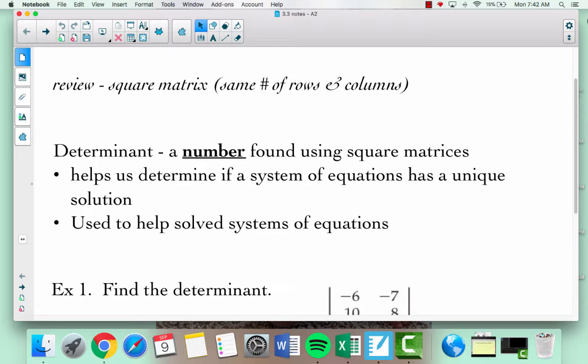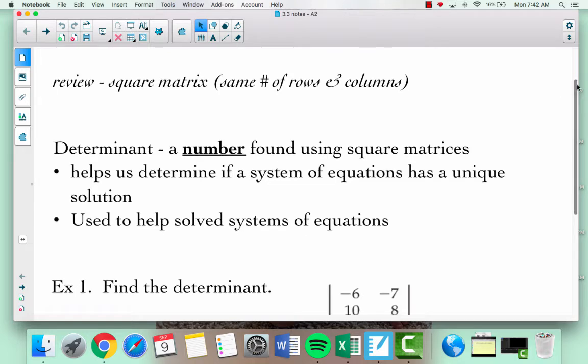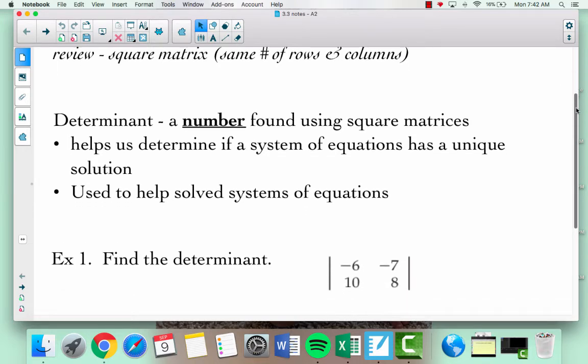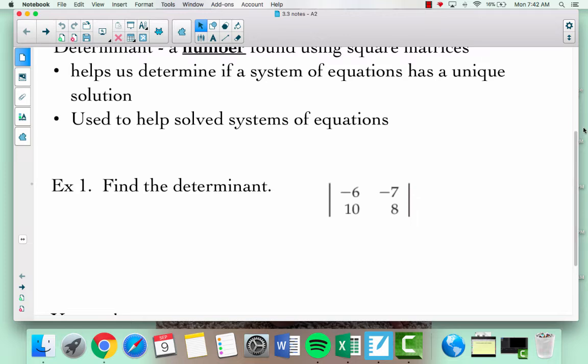It's also going to be helpful if you're asked to find the area of a triangle on a coordinate grid. Rather than having to find the length of the base and the height, we can use our points and our matrices to calculate that number. So we're just going to go into an example. We're going to start off with 2 by 2s and then work up to 3 by 3s.